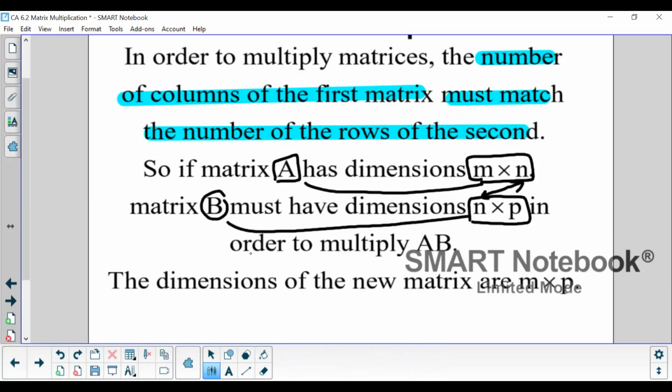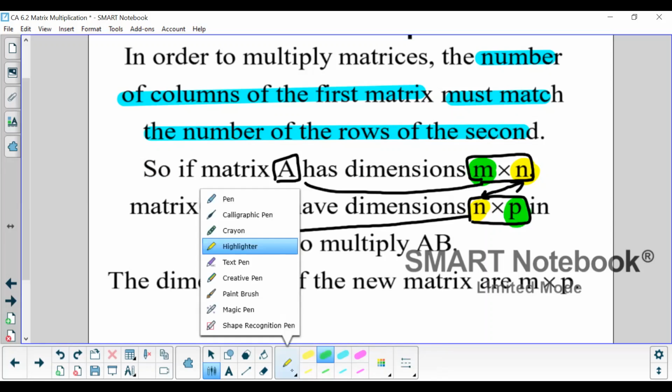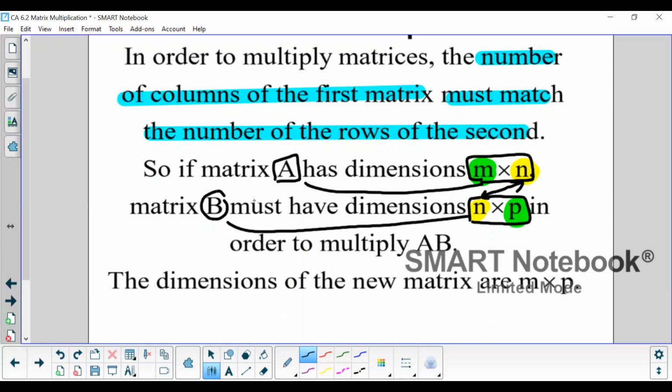So these two things have to match. Remember, this is rows by column. So the column of the first matches the rows of the second. And then the leftover things, the M and the P, that actually is going to be the dimensions of your answer matrix. And I'm going to show you a little trick to set this up every time before you begin to help you keep it straight.